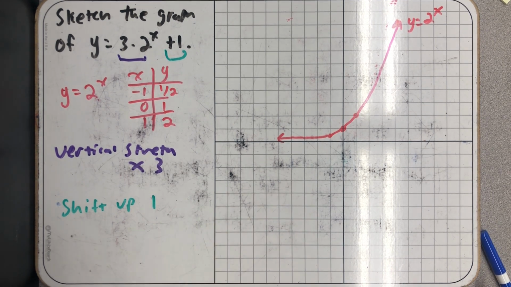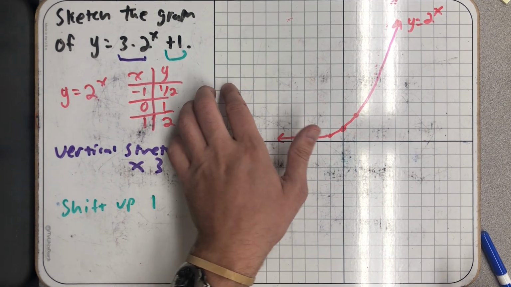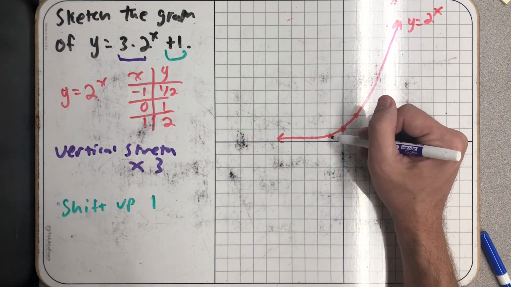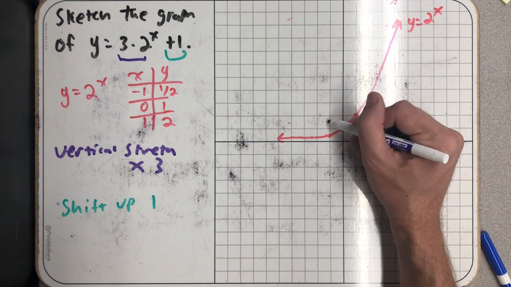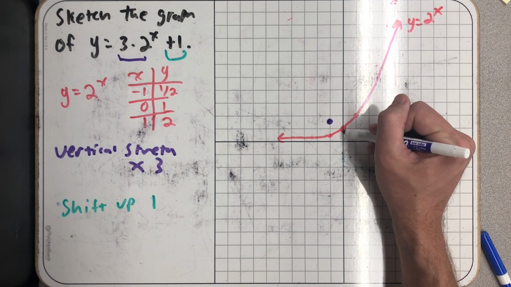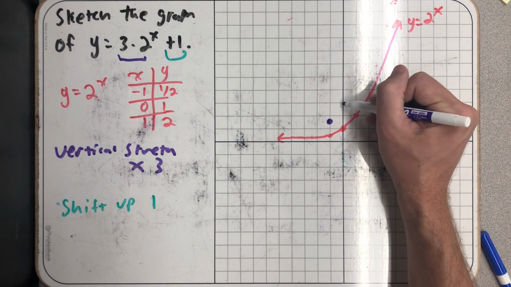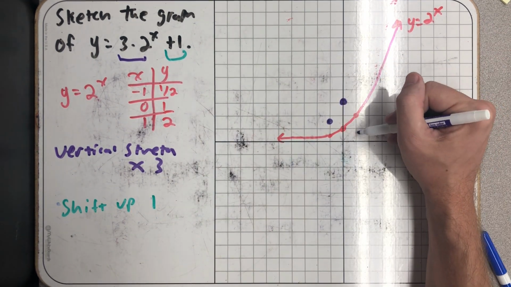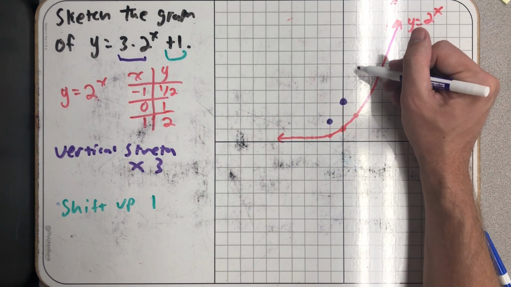So to stretch it vertically by a factor of 3, I can imagine multiplying all the y values by 3. So that would put this y value at 3 halves, or 1.5. This one would go up to 3, so 1, 2, 3. And then this last one, 2 times 3 is 6. 1, 2, 3, 4, 5, and 6.